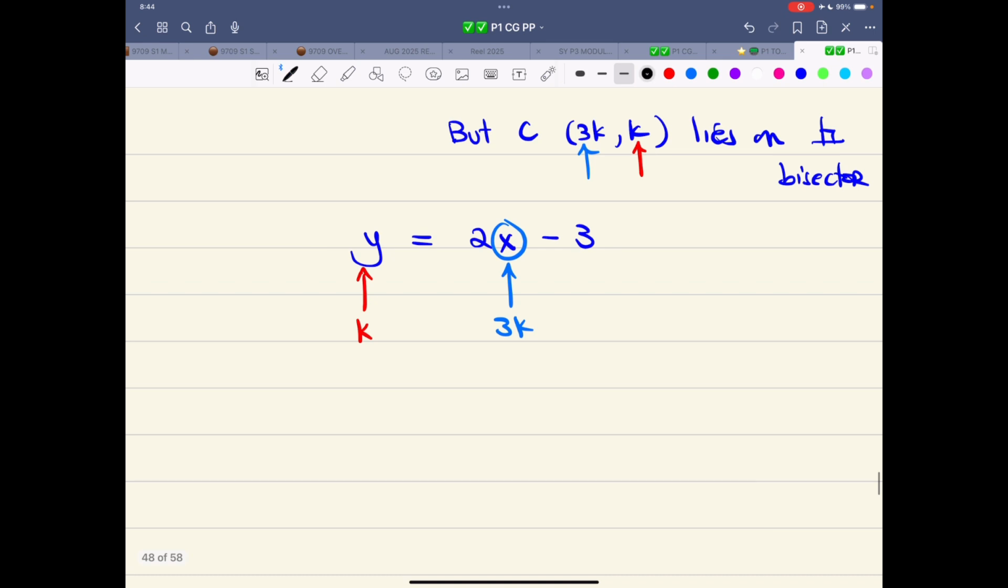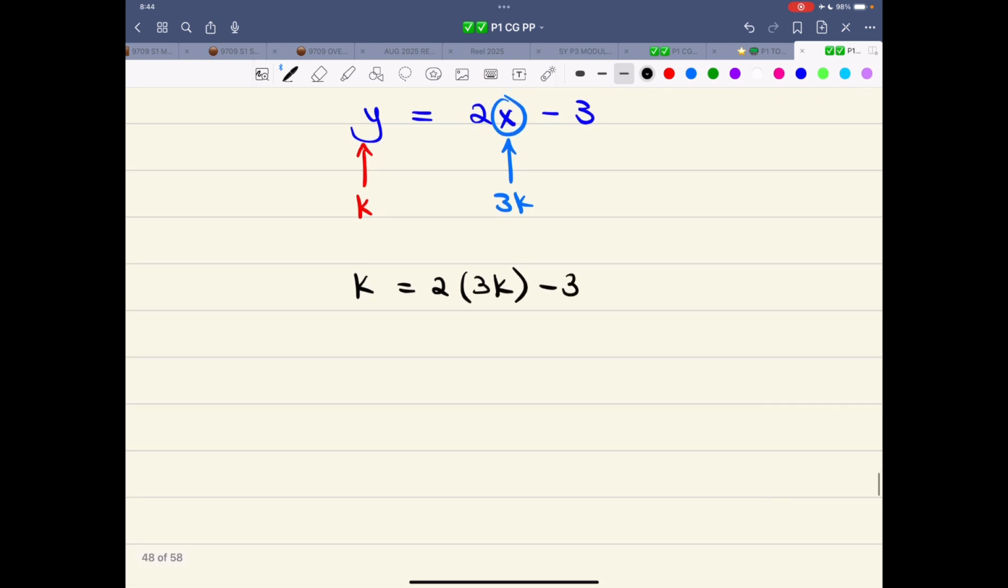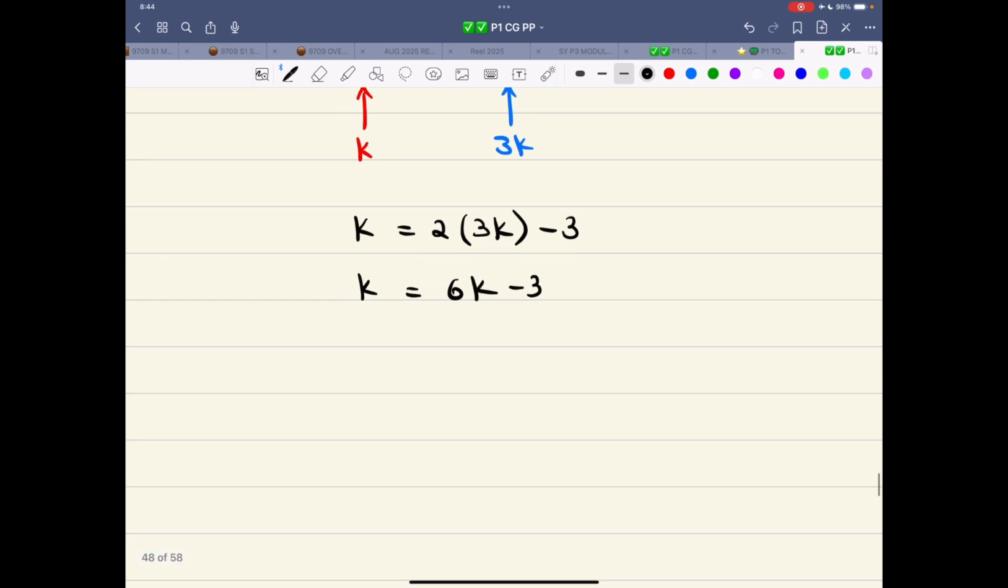Now let me expand it. k is equal to 2 into 3k minus 3. So k is equal to 6k minus 3. k minus 6k, negative 5k, is negative 3. Negative, negative cancel. k comes out to be 3 over 5.